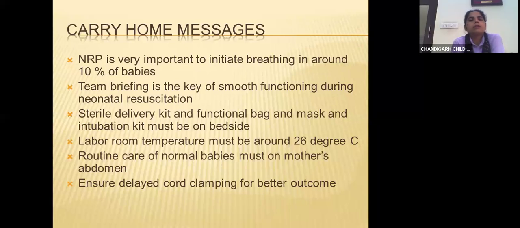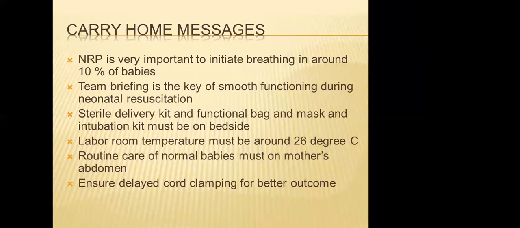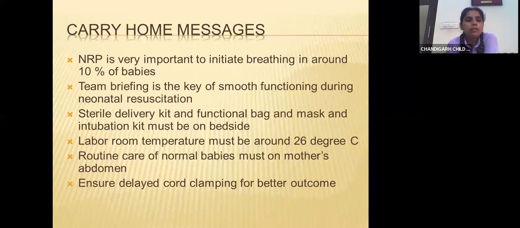Labor room temperature must be around 26 degrees, which helps to prevent the baby from hypothermia. And for normal babies, care must be taken with the baby on the mother's abdomen, which also maintains skin-to-skin contact between mother and baby. Ensure delayed cord clamping for better outcomes, because there are a few benefits which we discussed in my PPT.